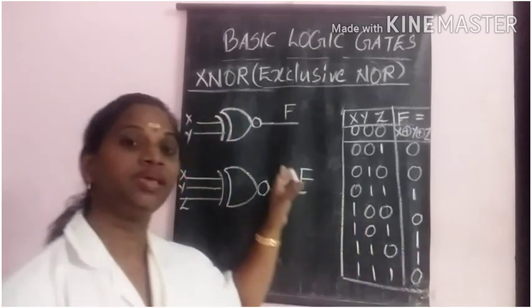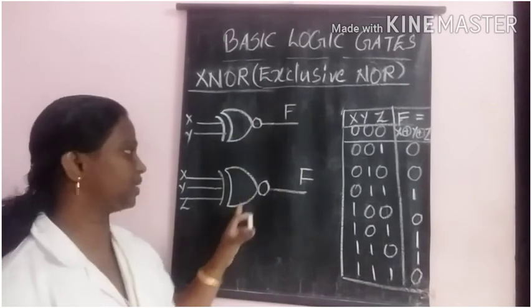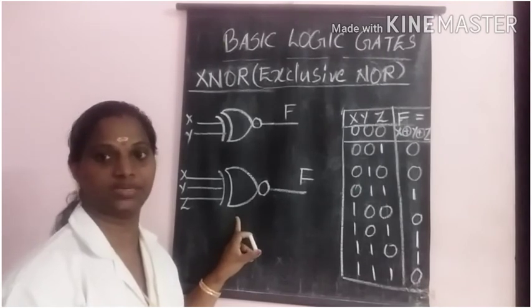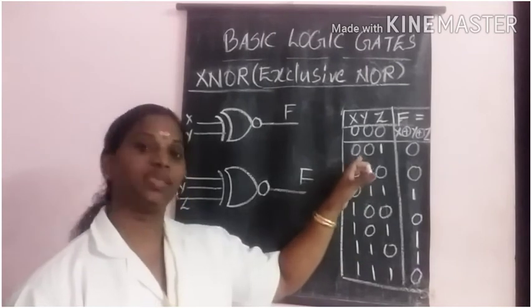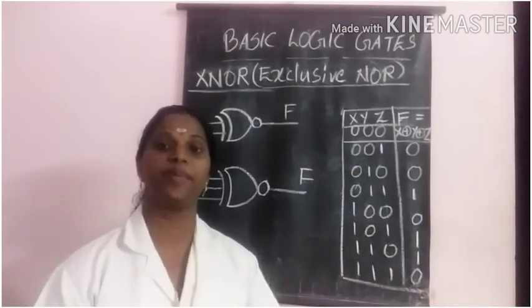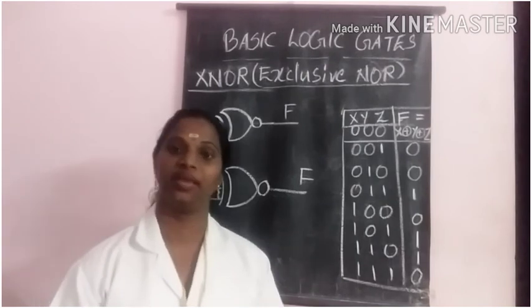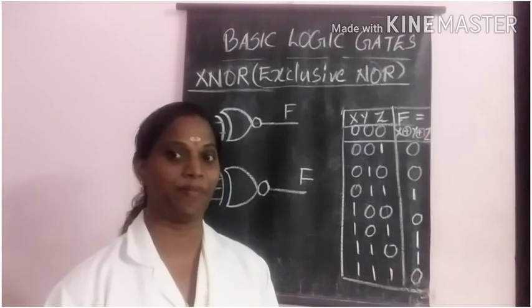Next one is the XNOR gate. See here, this is the representation for a 2 input XNOR gate, and this is the representation for a 3 input XNOR gate. In an XNOR gate, when the input combination contains an even number of ones, then the output will be high.